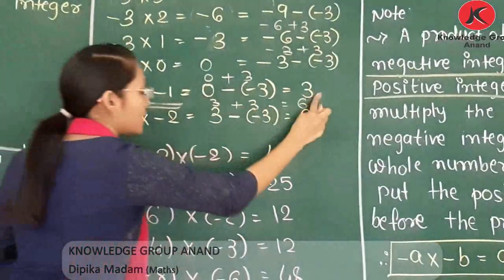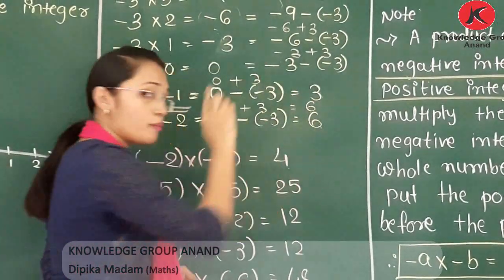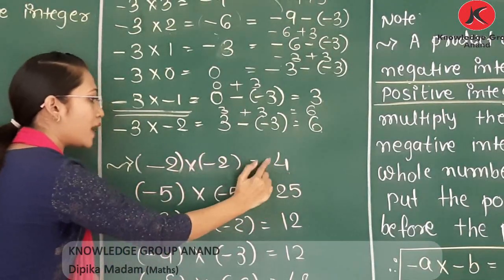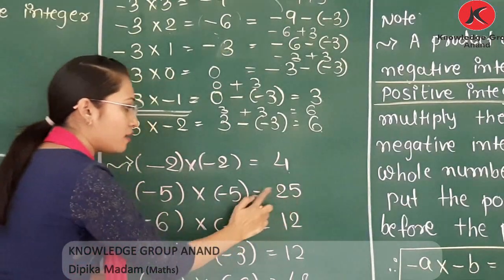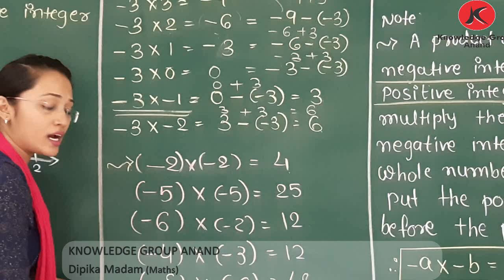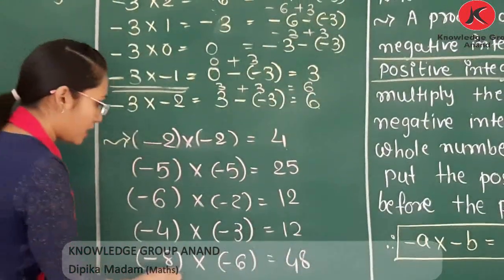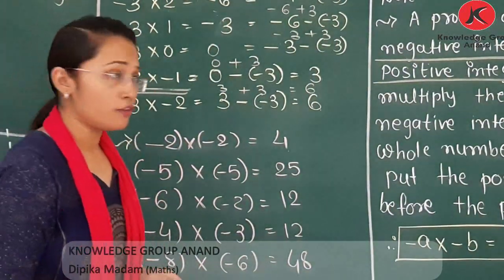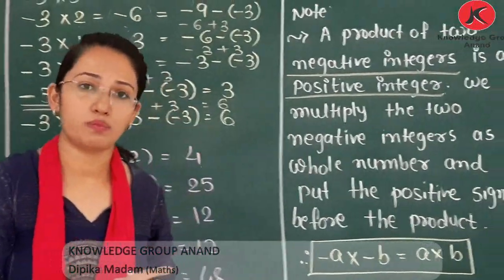You can see -3 × -1 is +3. -2 × -2 is +4. 5 fives are 25 and plus. 6 twos are 12 and plus in the answer. 4 threes are 12 and plus in the answer. 8 sixes are 48, plus in the answer. Why? Because if you multiply two negative integers, the answer is a positive integer.